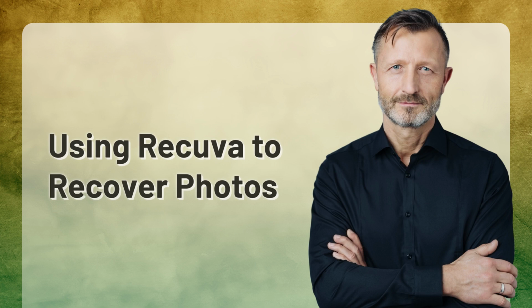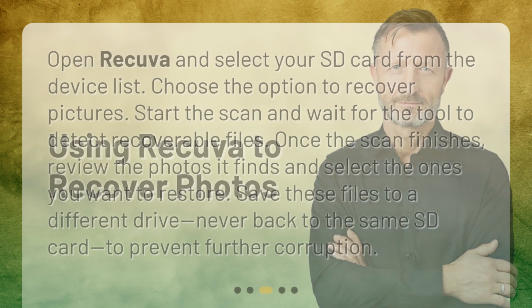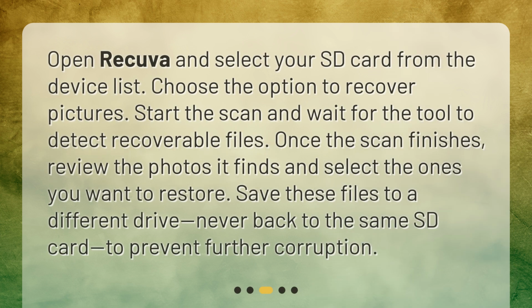Using Recuva to recover photos. Open Recuva and select your SD card from the device list. Choose the option to recover pictures. Start the scan and wait for the tool to detect recoverable files. Once the scan finishes, review the photos it finds and select the ones you want to restore. Save these files to a different drive, never back to the same SD card, to prevent further corruption.